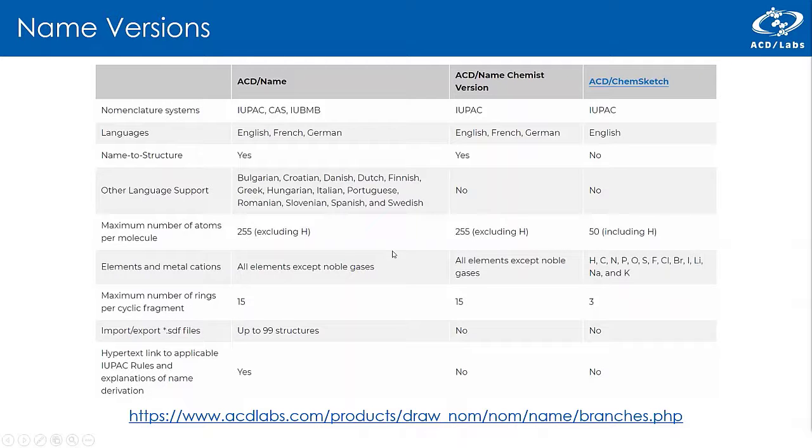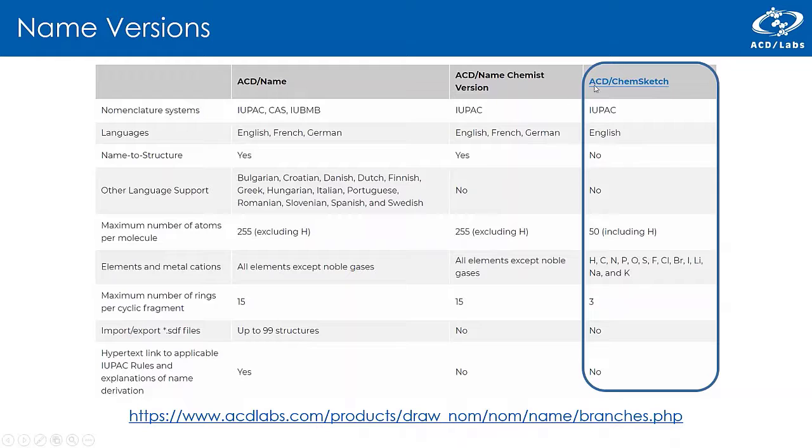The name versions that we have, so this is a table from our website. You can see the link down below here. So the first one is the ChemSketch naming version that comes with the full version and the freeware version of ChemSketch. So you'll see that we have a limitation on how many atoms there are, and it's only 50 atoms, and that includes hydrogens. And also the types of atoms that you can name are listed here. There's also a limit on how many rings you can have. And the other thing that we don't have in this basic version is the name to structure option.